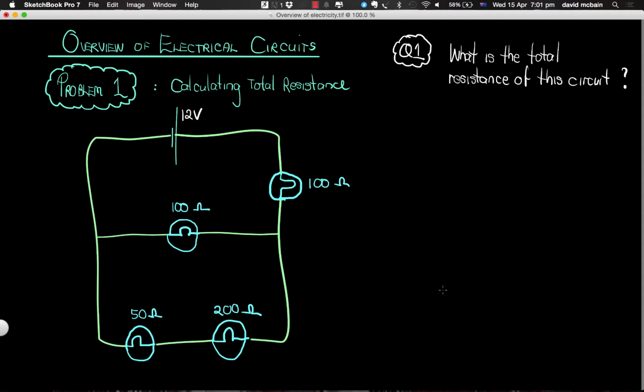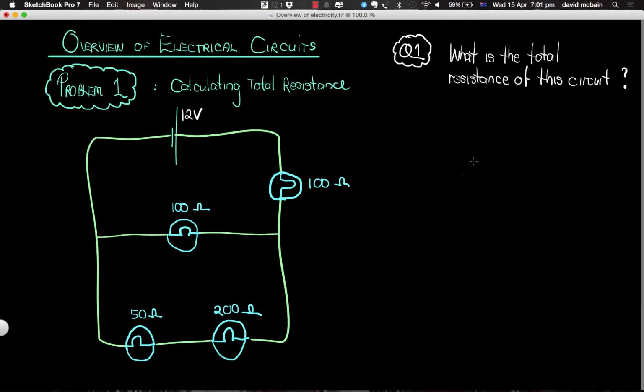Okay, so in our first problem, we've got an electric circuit, and here's our 12-volt battery. And the circuit has got two branches, as you can clearly see, and each of these is a globe. So all of the current coming out of the battery will pass through our 100 ohm globe, and then there'll be a branch. Some will go this way through the 100 ohm globe here, and some of the current will pass this way through both of these globes. The current will recombine and return to the battery.